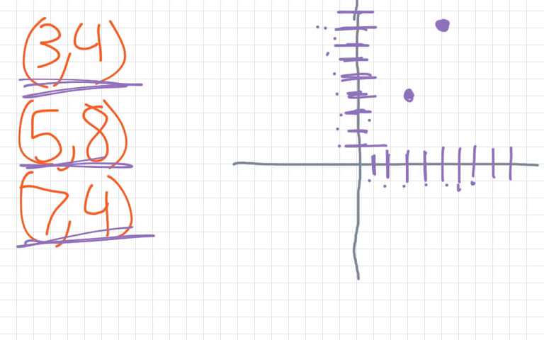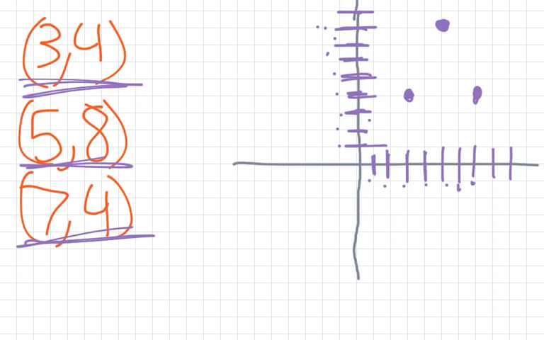If you said yes, you're exactly right. So I'm going to put my dot for 7, 4 on this same line that 3, 4 is. But I'm just going to make sure it's on the 7 line. Okie dokie. I hope that makes sense.